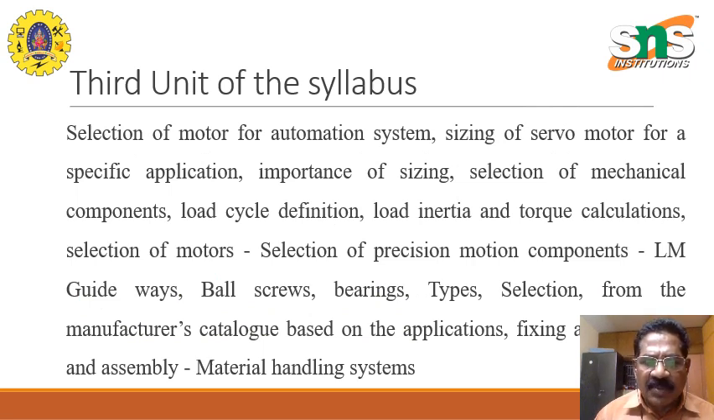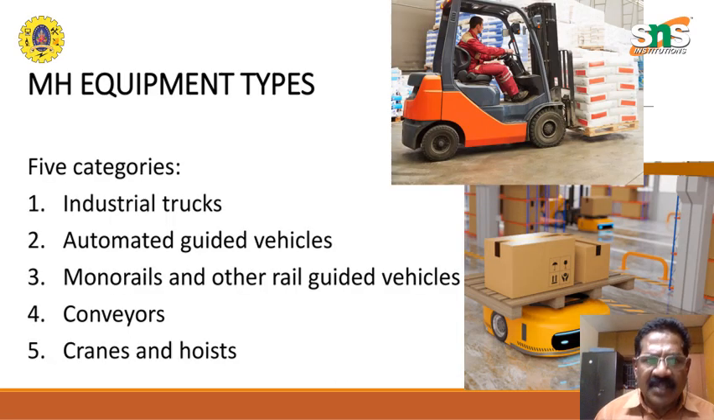We were discussing the material handling systems in the previous unit. Under the material handling system, different kinds of equipment are there. It can be divided into 5 categories: the industrial trucks, automated guided vehicles, monorails and other rail guided vehicles, conveyors, cranes, and hoists. Of these five, we will be covering the first two in our video here.